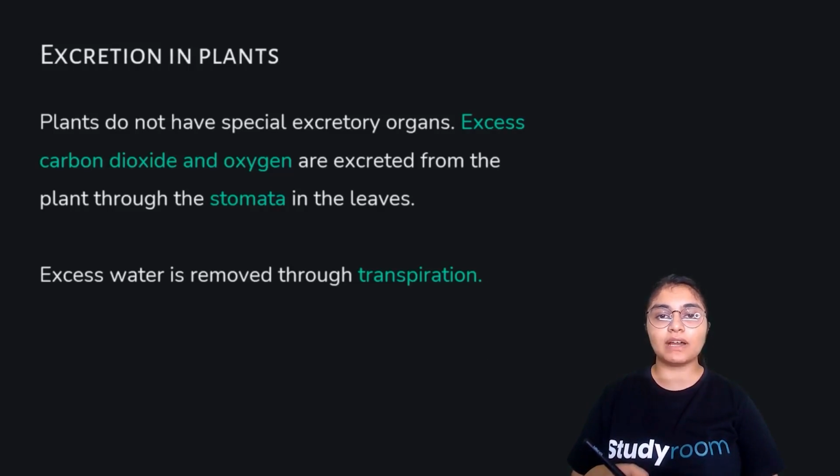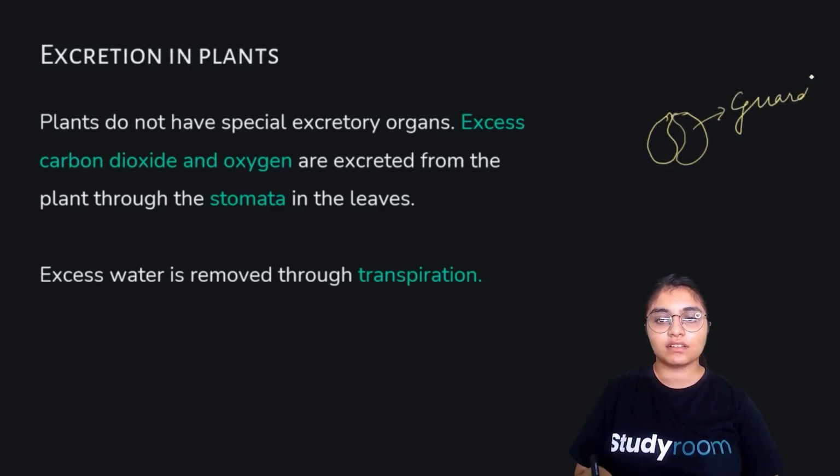So, we have talked about the stomata. We have these stomatal pores in the leaves, which are made with the guard cells. These are the guard cells, and this is the stomatal pore. From this stomatal pore, the carbon dioxide and the oxygen are excreted out of the leaves.